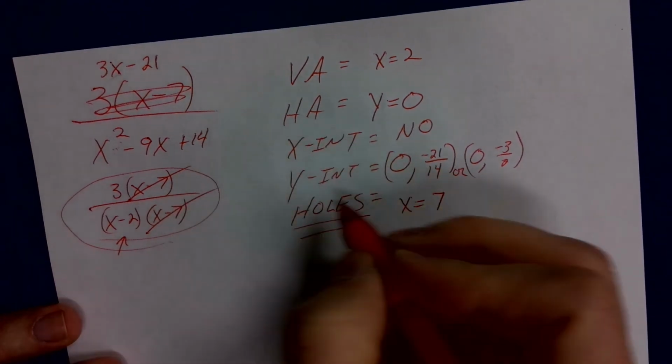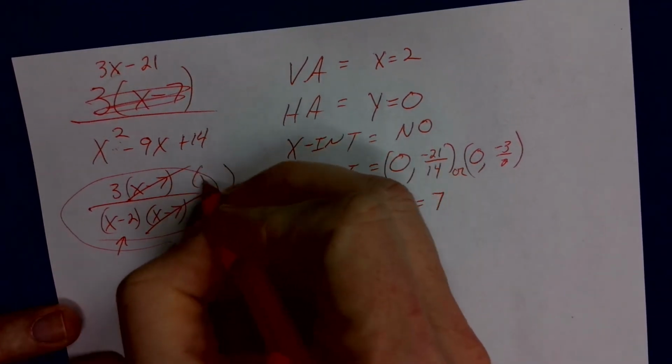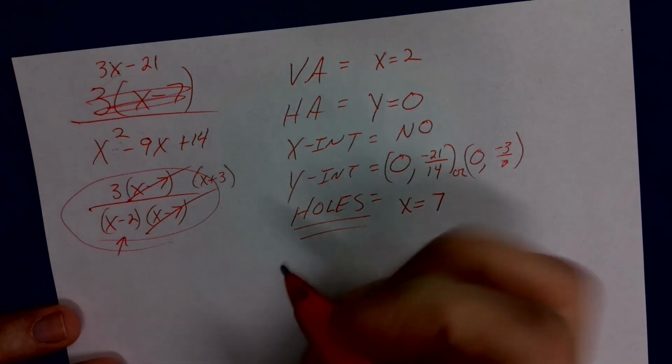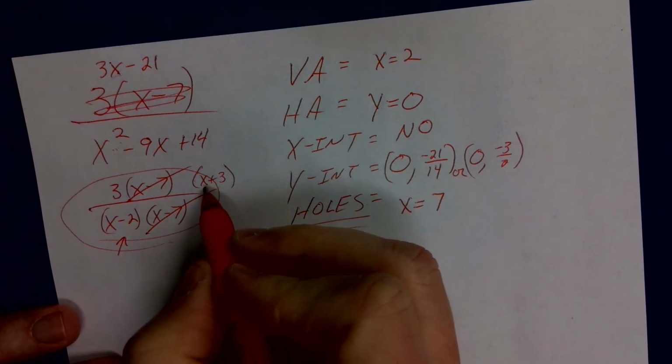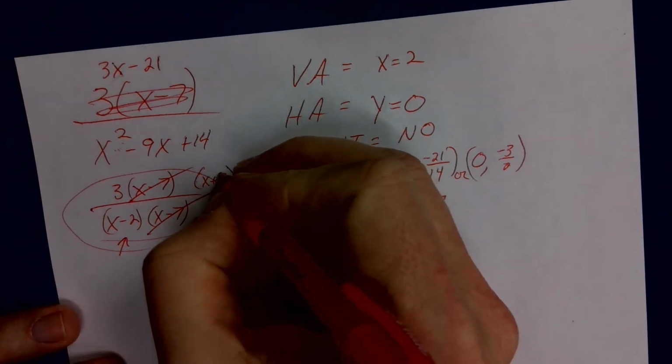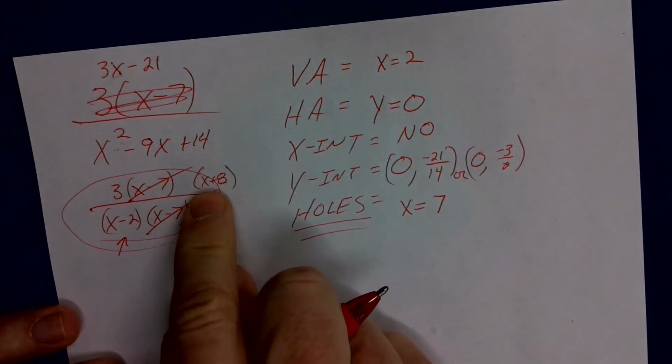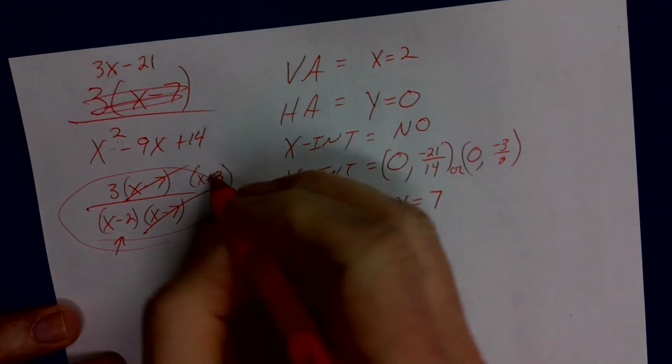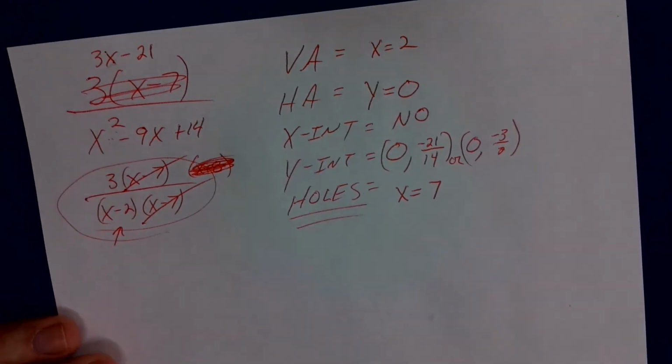If there happen to be, and again, this is a big if, something like an x plus 3 up here, then I would have an x-intercept at negative 3, 0. If there was an x plus 8, I would have an x-intercept at negative 8, 0. But there wasn't one of those, so we put no.